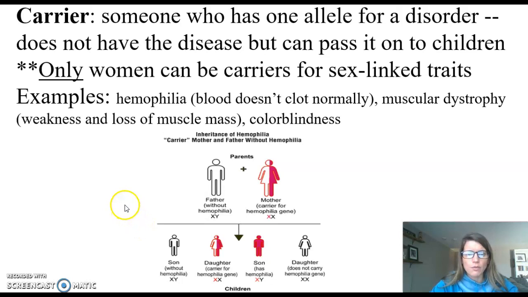Some other examples of sex-linked traits include hemophilia, which is a blood clotting disorder. You may have heard of that, or muscular dystrophy, which deals with weakening and loss of your muscle mass. And then, of course, colorblindness is the one that we most use because it's the most common, used most often.